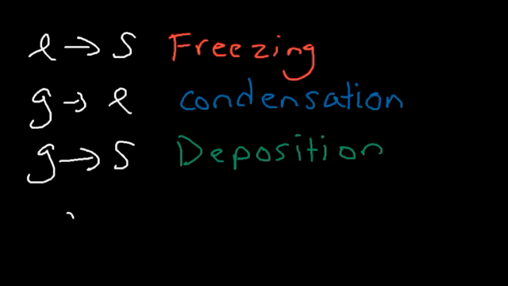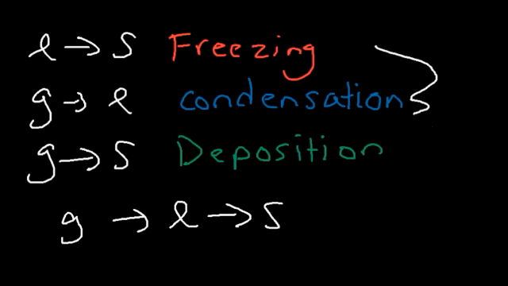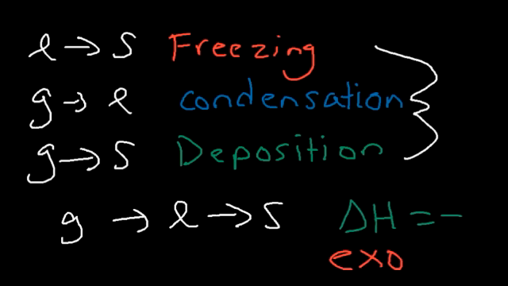So as you go from a gas to a liquid to a solid, all three of these processes are exothermic. So the enthalpy is negative. So energy is released for an exothermic process.